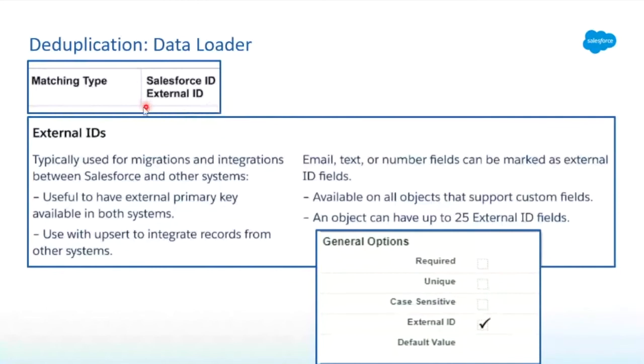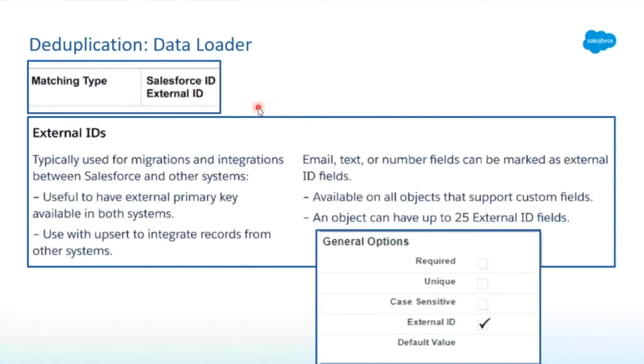So that you can do with Salesforce ID or external ID. So these two IDs are available in Data Loader as well as Import Wizard for doing this matching. Now, what is the difference between Salesforce ID and External ID? So Salesforce ID is for the Salesforce system, when you have this 18-digit ID in the Salesforce system.